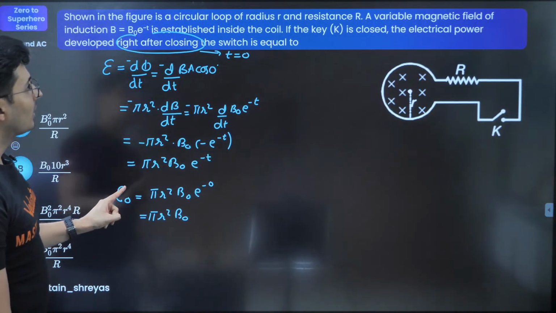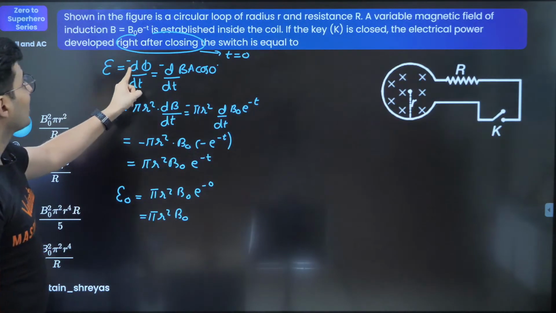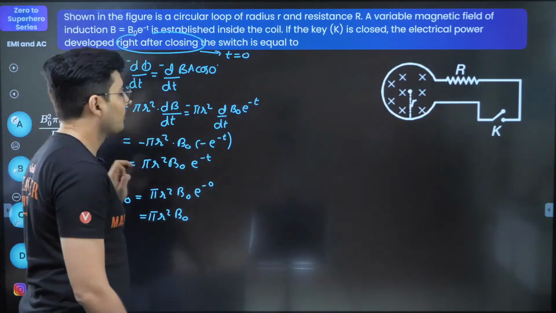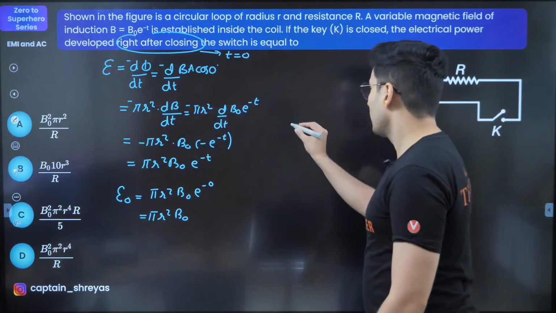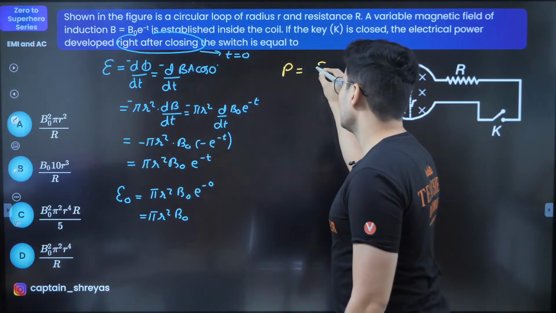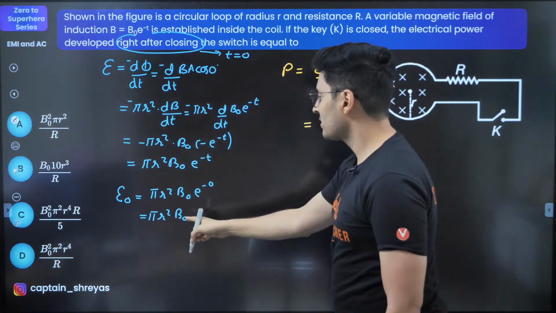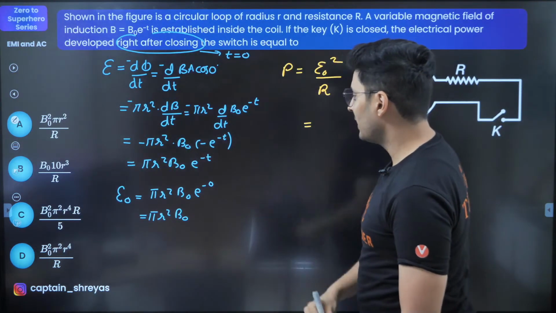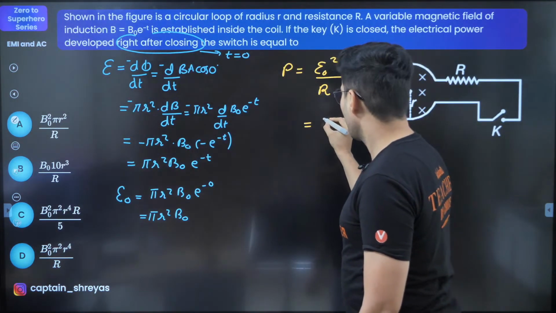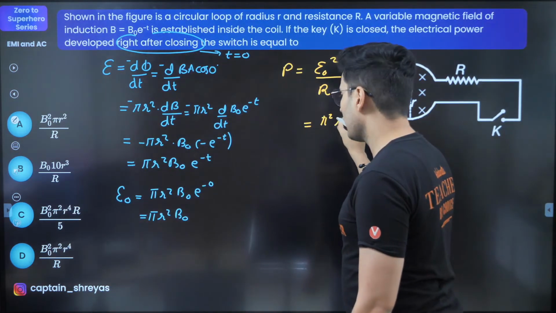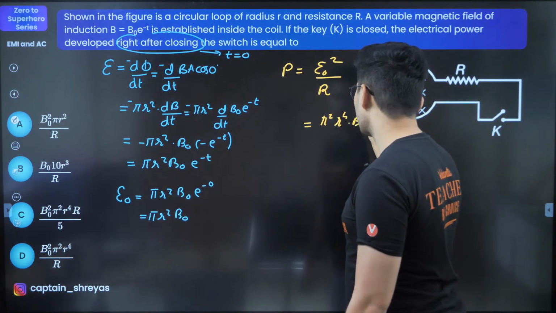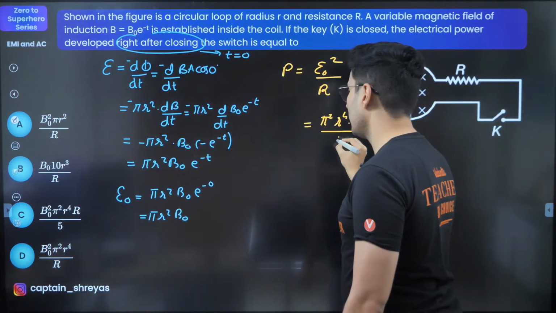Alright. Now what is asked? What is the power? Power will be V square by R. So power will be V square by the resistance. So just square this whole thing and divide it by resistance. So it will be nothing but pi square R raised to 4 B naught square divided by R.